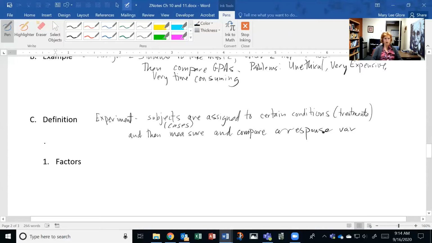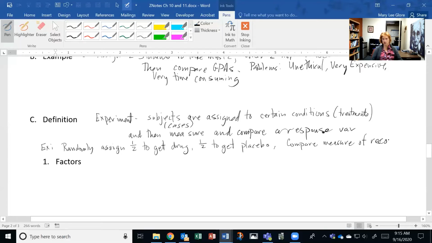Okay, I probably should put an example. I'm going to test a drug. I'm going to randomly assign half of the subjects to get the drug. Half are going to get a placebo. And then at the end, I will compare some measure of recovery. If it's a pain medicine, I get some score: how painful was it before, how painful is it now, maybe the increase in the pain, things like that.